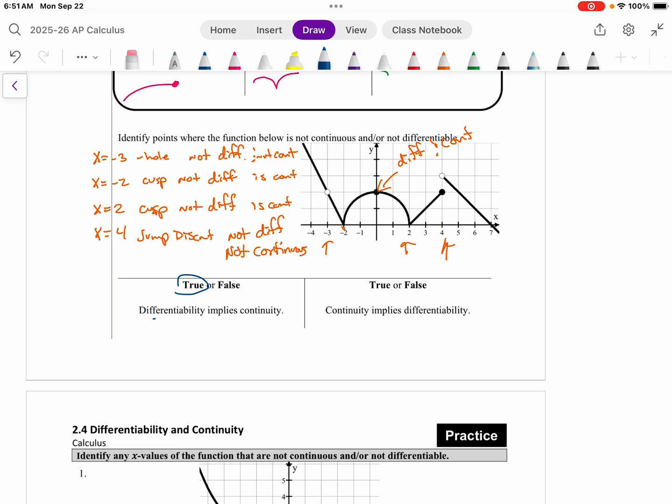The next part, continuity implies differentiability, is false. We think about our cusp and our corner, those types of things I illustrated in the previous picture. They're continuous, there's continuity going on there. However, they're not differentiable at those points because it's not a smooth line at that point. All right.